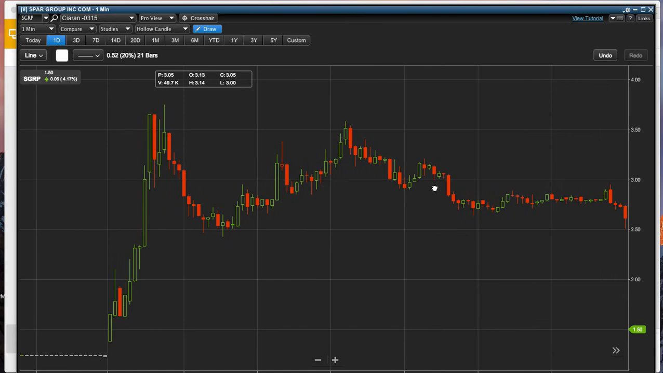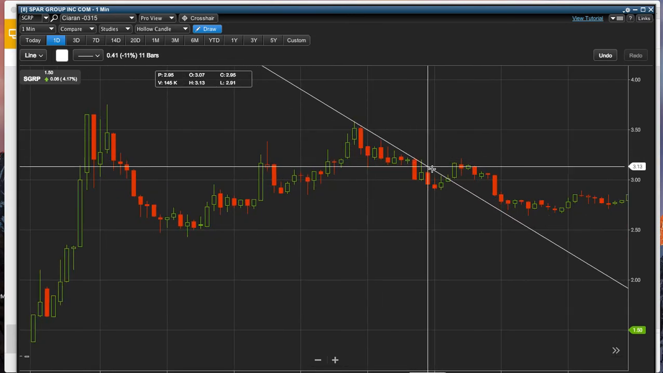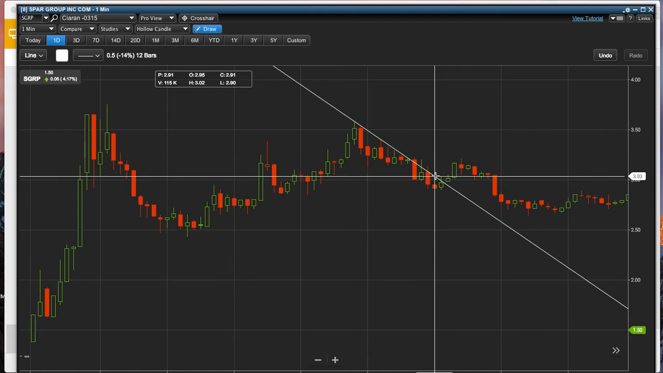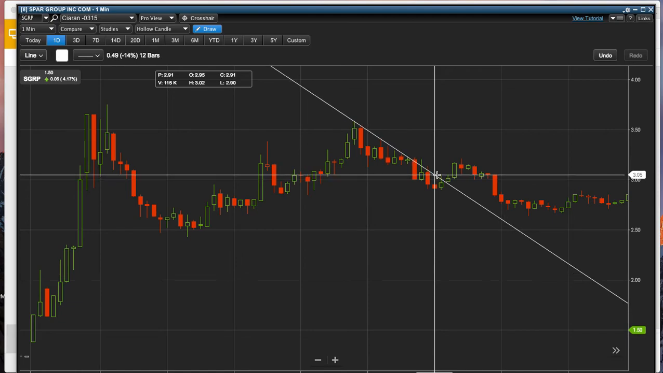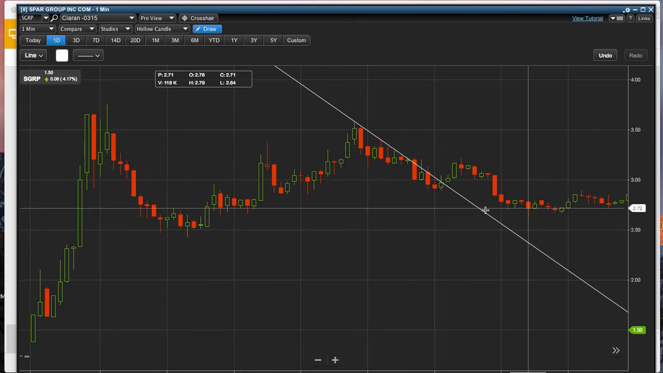I'll show you one more example. So here's a resistance trend line right here. See, it passes through multiple common price points. It almost hits all of them, as a matter of fact, right there.